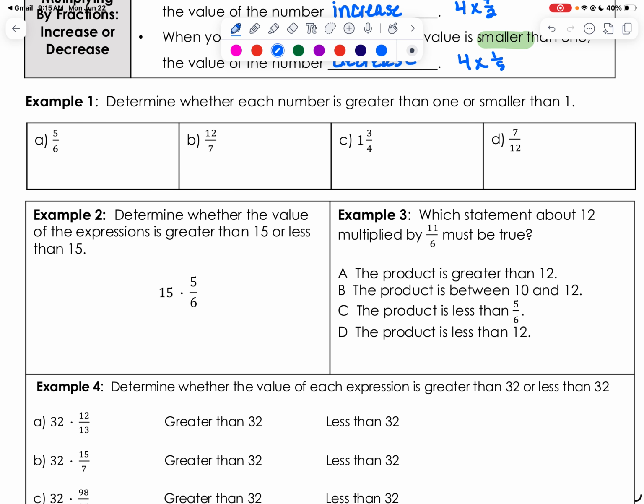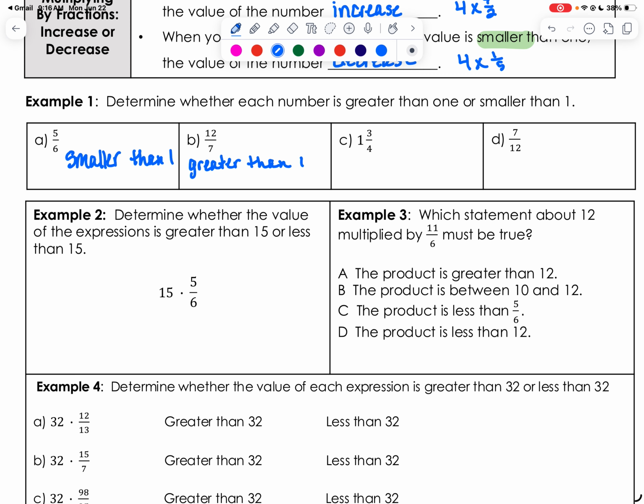So in example 1, it says determine whether each number is greater than 1 or smaller than 1. So in example A, we have 5 over 6. Now, because the numerator 5 is smaller than the denominator, this number would be smaller than 1. That fraction has a value that's less than 1. All right, problem B, 12 over 7. Because the numerator, 12, is larger than the denominator, 7, I know this fraction has a value that is greater than 1. All right, so pause the video and try problem C and D on your own.